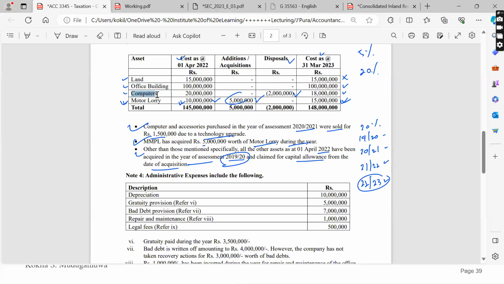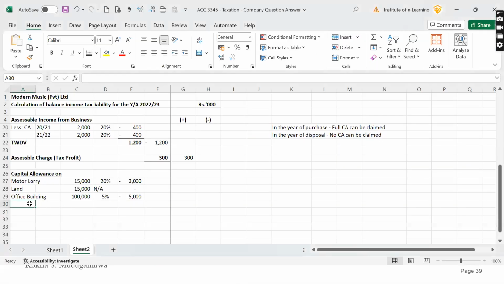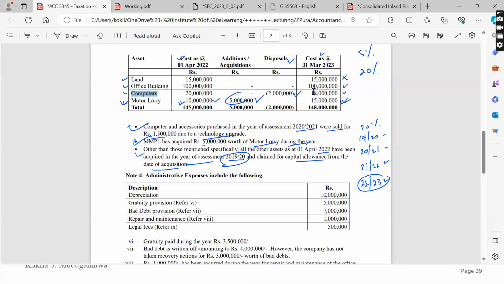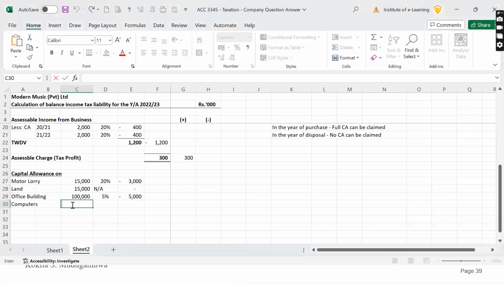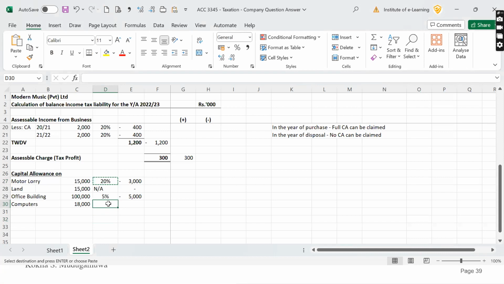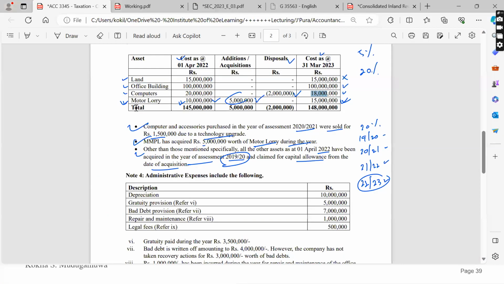Computer, we have a disposal as well. We remove the disposal. In the year of disposal, we can't claim the capital allowance. Then we have 18,000 balance as cost. Yes, we can claim, again for computer, 20%. Then what else? The model of it we have considered.